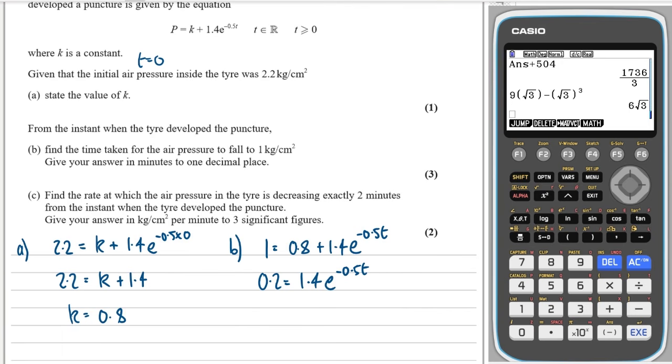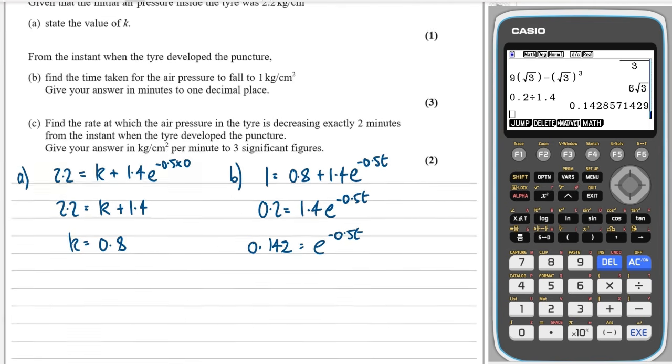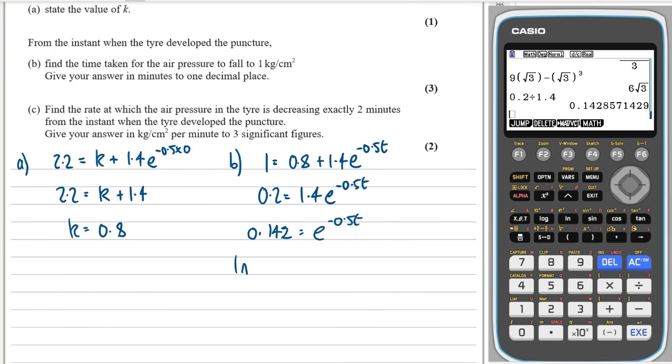We can then divide by 1.4. So 0.2 divided by 1.4 gives us 0.142. Make sure I keep that in my calculator, and that's e to the minus 0.5 t. And then we can take ln of both sides, and that will cancel out the e. So it'll be ln of 0.142 is equal to minus 0.5 t. And then finally, we just divide through by minus 0.5, and that will give me t.